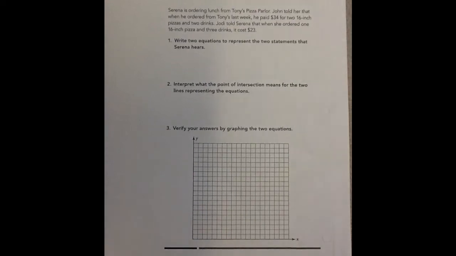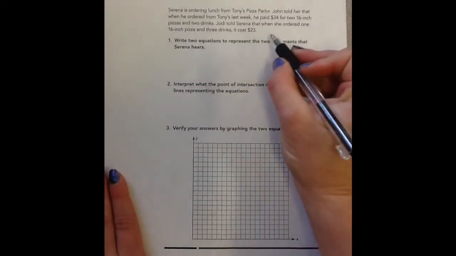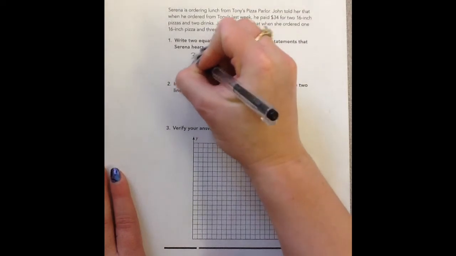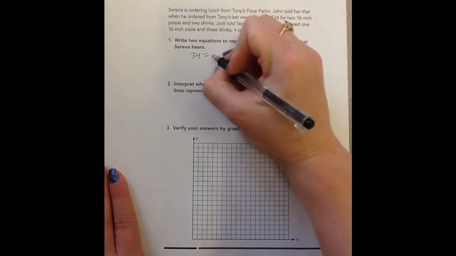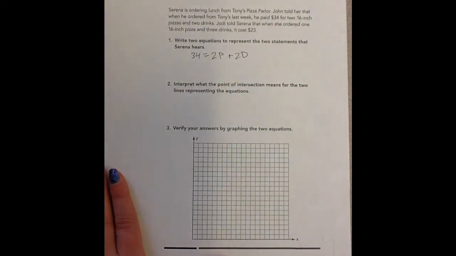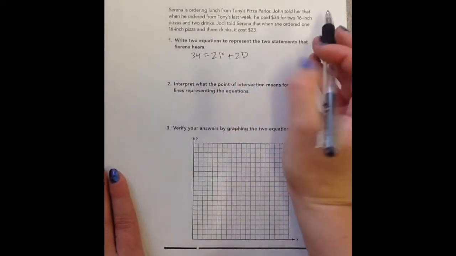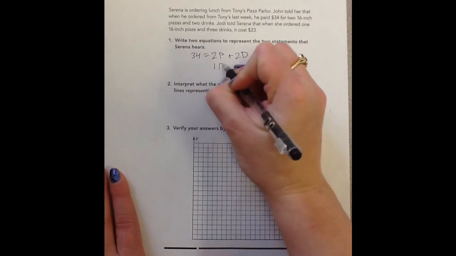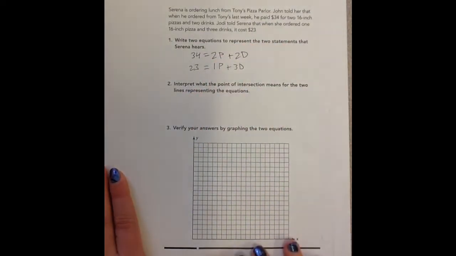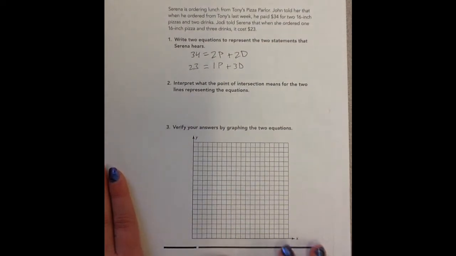So it says, write 2 equations to represent the 2 statements that Serena hears. So we're going to start with what John said. He paid $34, so that's our total, for 2 pizzas and 2 drinks. So this is our standard form equation because we have our total and those 2 variables right there. And then for Jody, she said she ordered 1 pizza and 3 drinks, and that's $23. So there's our system that we're going to be solving.